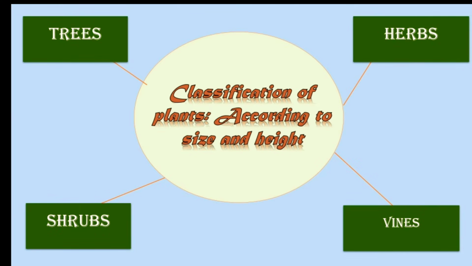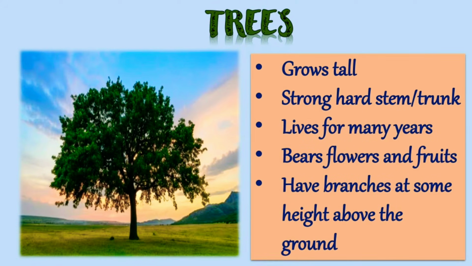Firstly, we will see the classification of plants according to the size and height. According to the size and height, they are divided into four types. First is trees, shrubs, herbs, and vines. What are they? Let's study in detail.